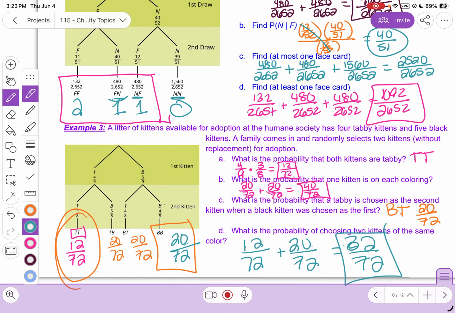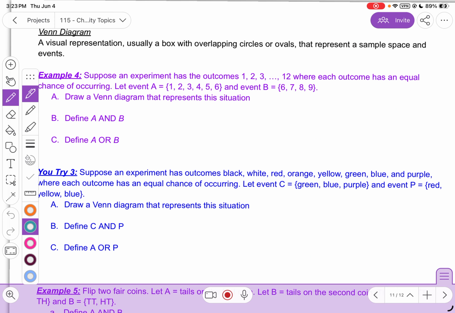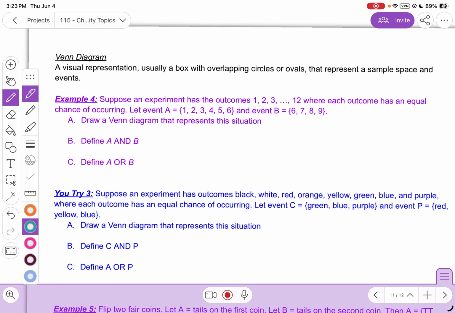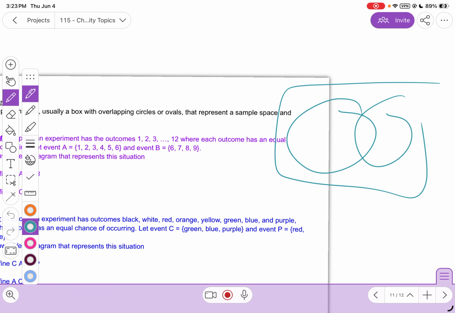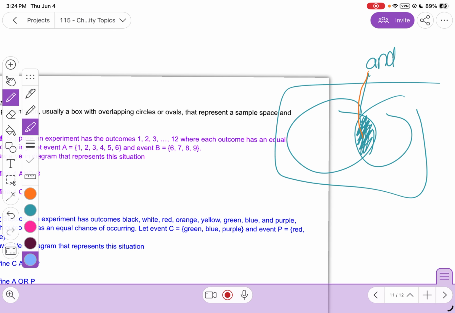So lots of different ways to use tree diagrams. Now, let's check out Venn diagrams. A Venn diagram is another visual representation with circles and a box. Overlapping places are the and. So the box is your whole sample space. Each circle is an event. Your overlap is your and. So that's the and in here. And then the or is anything in both circles. So that's the or.